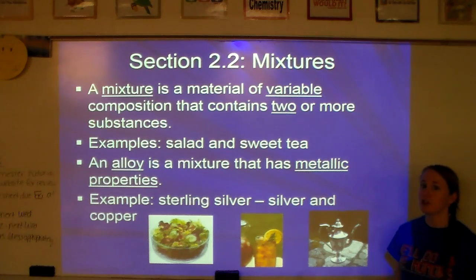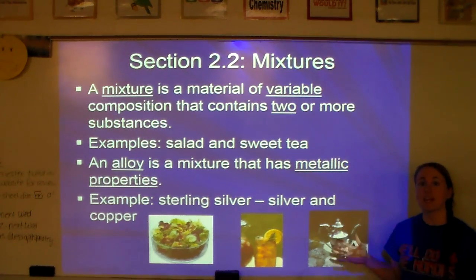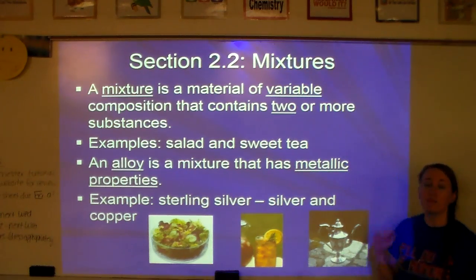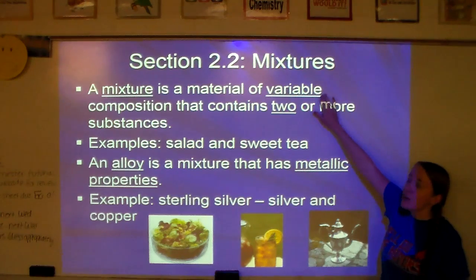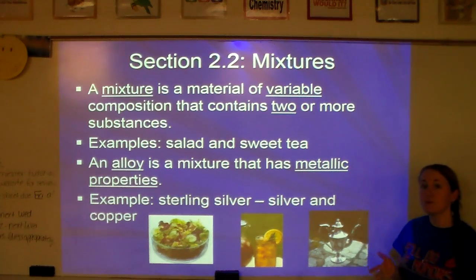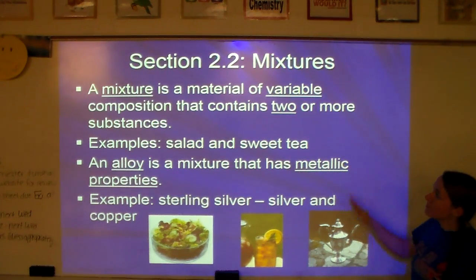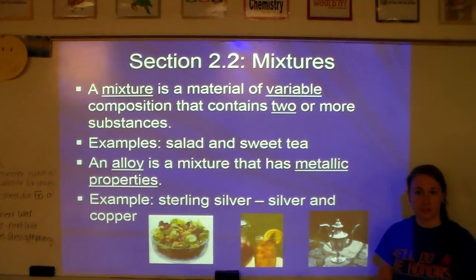And we talked about how sometimes they're called pure substances because they are uniform throughout, the same throughout. Today, we're going to focus on mixtures. So a mixture is a material of variable composition. Variable means it's not the same throughout. And so it contains two or more substances.